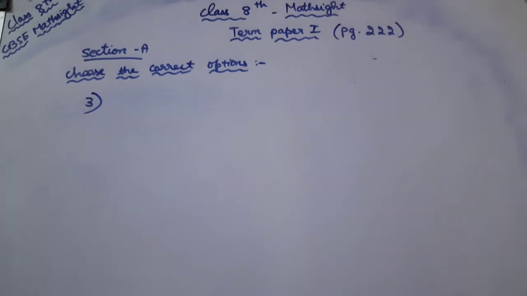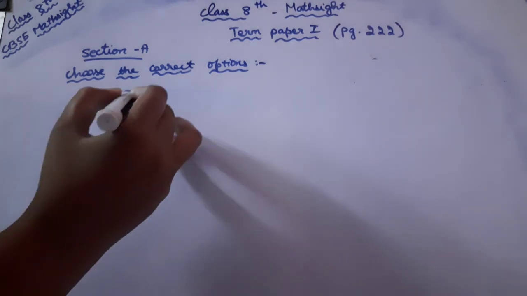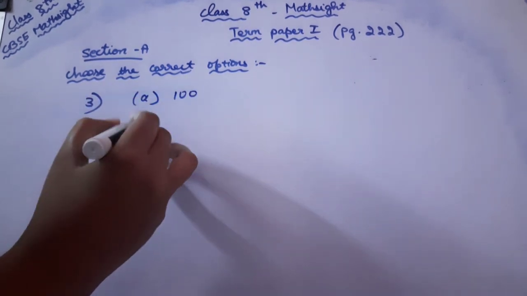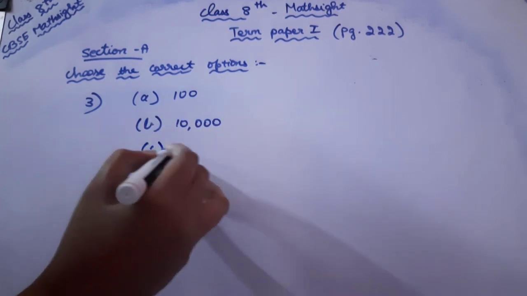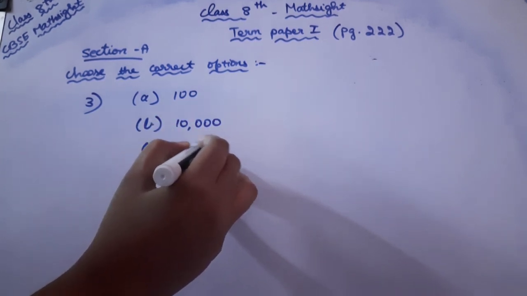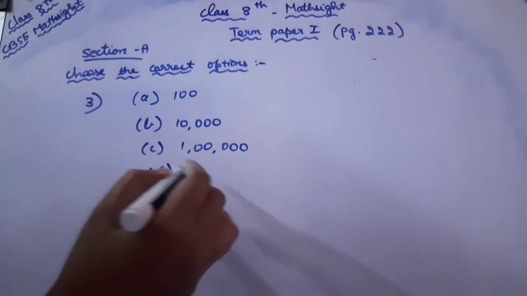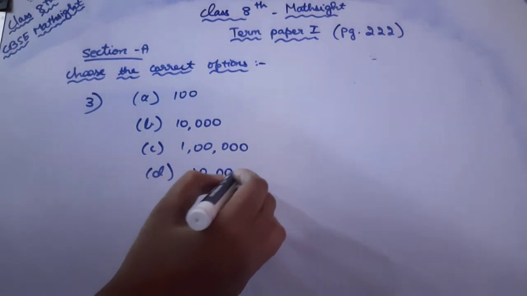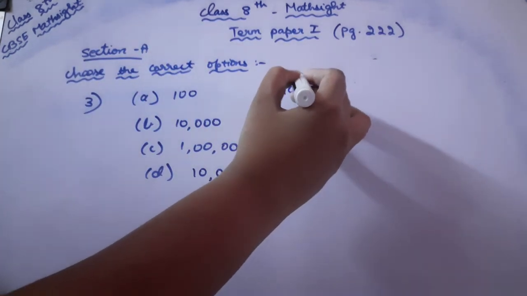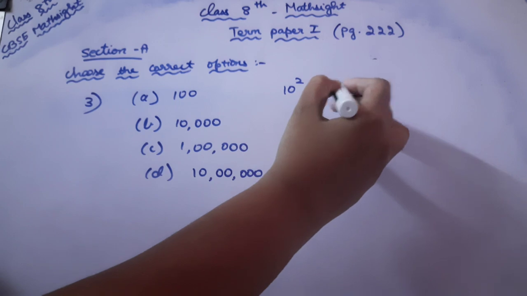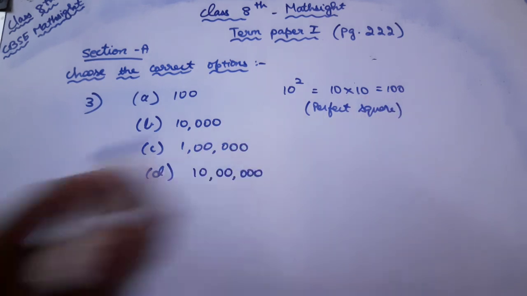Third one, which of the following is not a square? They have given option A as 100, option B as 10,000, option C as 1 lakh, and option D as 10 lakh. We need to find out which is not a perfect square. 10 to the power of an even number will be a perfect square. For example, 10 square is 10 into 10, which is 100. So 100 is a perfect square.